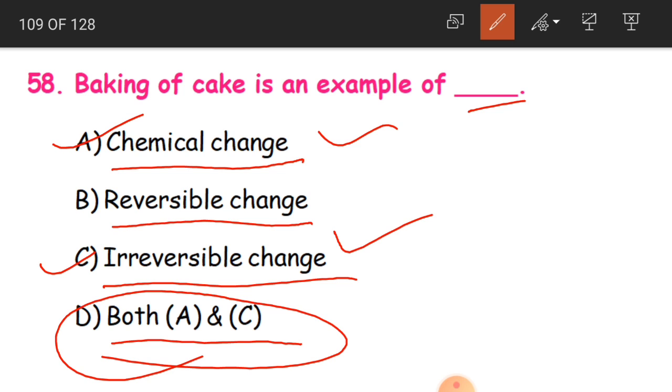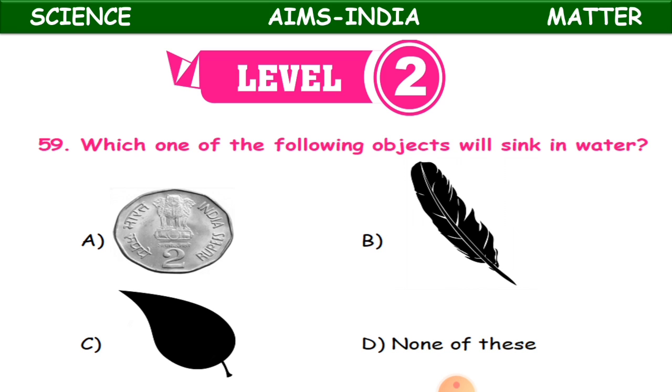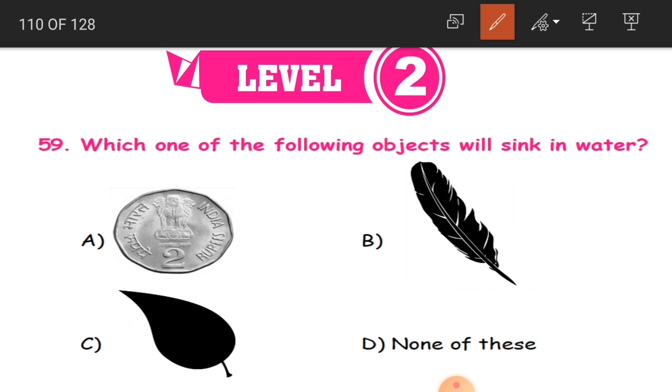Suppose in a physical change, what happens, children? Take an example of water. If you freeze water, it will become ice. Again, if you keep the ice at room temperature, after melting it becomes water. So it has got back its original form. That is a reversible change, which we call a physical change. But here in our question, baking of cake is an example of both chemical change and irreversible change. Clear, children?